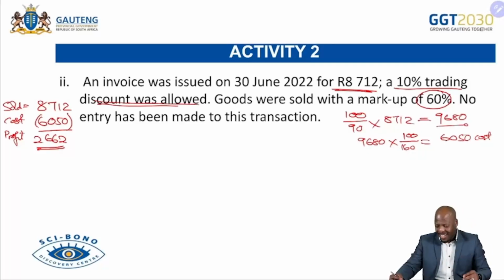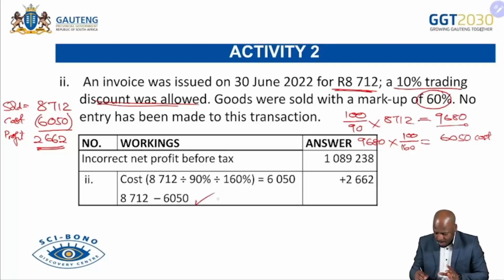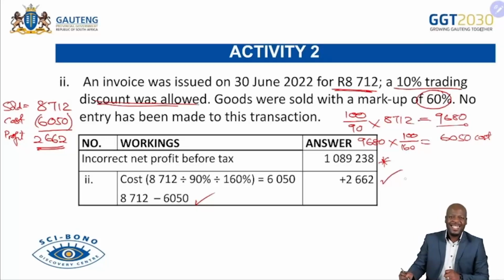What should I do then? I should go and record that profit. Okay, so here's the calculation. Very simple and very same thing. So I will come and say my incorrect net profit, please let me add the 2,662. So I add now the profit that was not recorded to the profit that was incorrect. Okay, let's quickly go on to the next aspect.